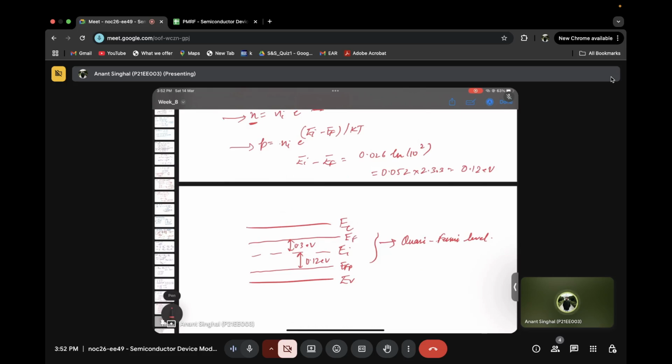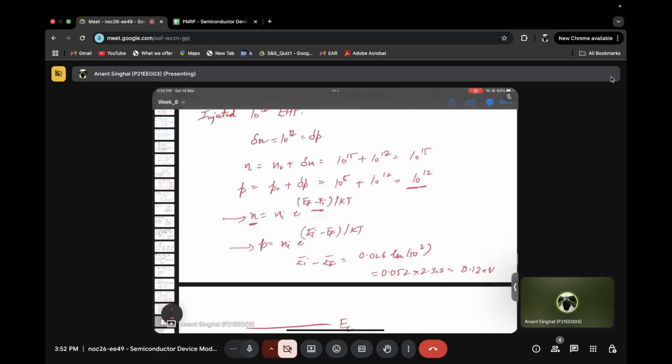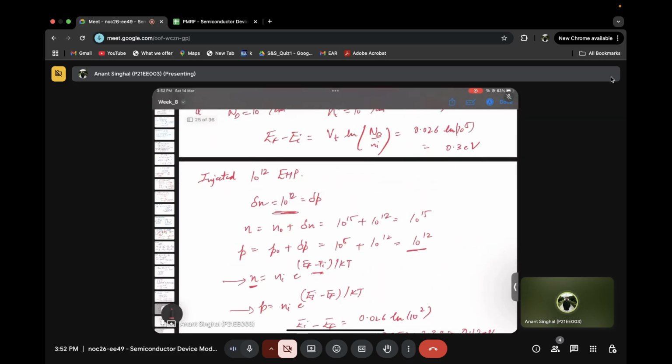So I have denoted this as EFN. But let's say I would not have injected these carriers, so your minority carriers, their P naught was 10 is power 5, as you said, right? Due to which, what will happen? If I apply the formula, it was VT ln of NA over Ni, which is 10 is power 5 over 10 is power 10, right? So it should have been inside your valence band, right? That means there is no Fermi level specifically for P type.